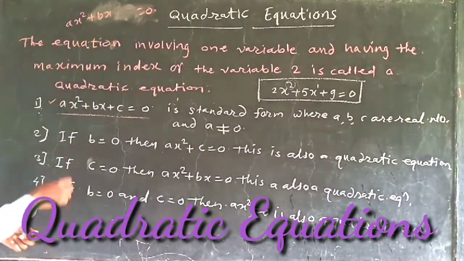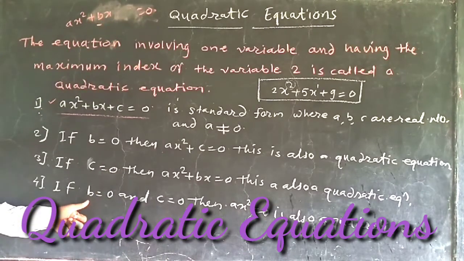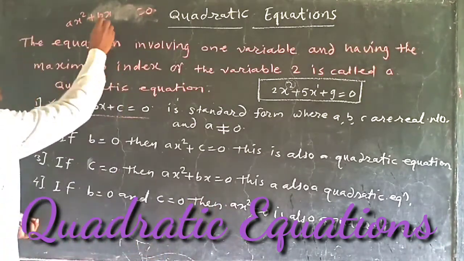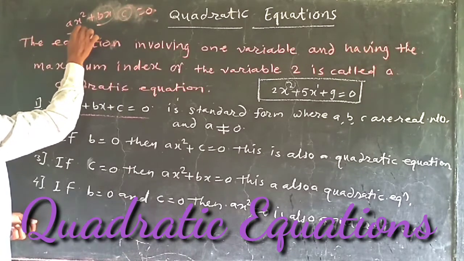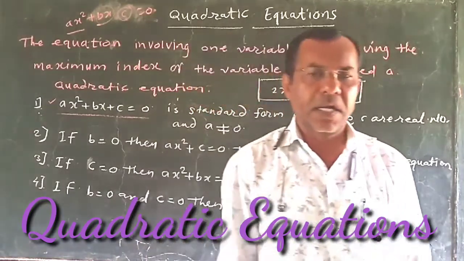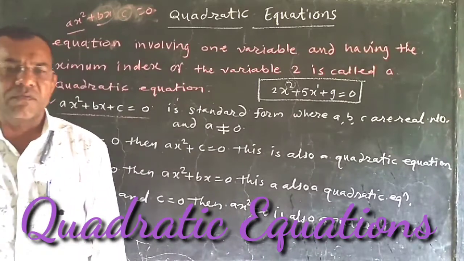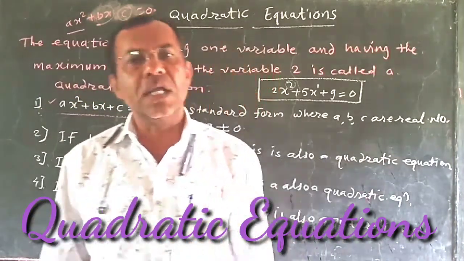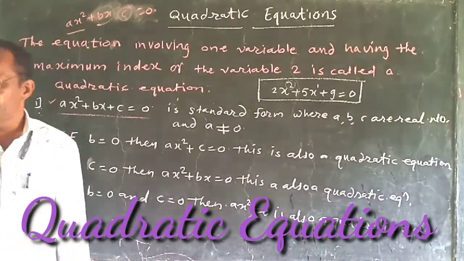And if b is equal to 0 and c is equal to 0, see, b and c are 0, then b is also cancelled and c is also cancelled. Only ax square is equal to 0 remains, which is also a quadratic equation. These are the general forms of the quadratic equation, and you have to identify which equation is a quadratic equation. Now we will continue the exercise.